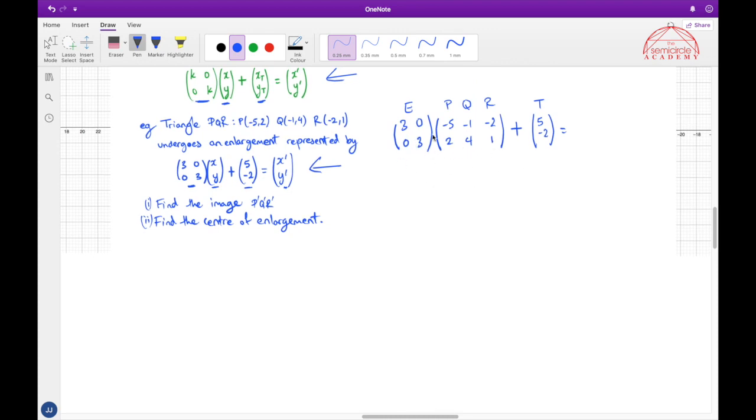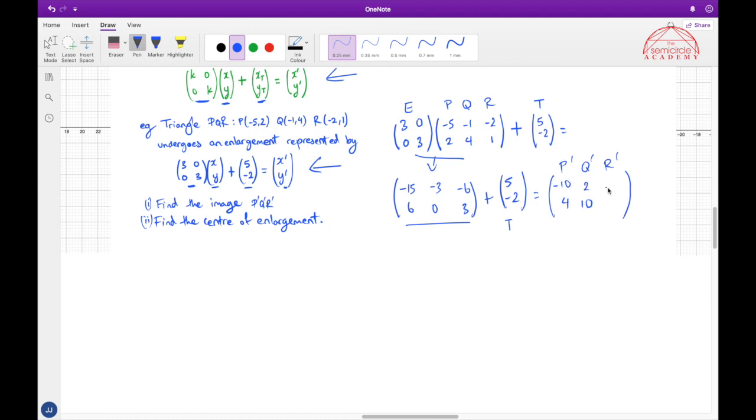So the first thing I would do is do the multiplication, then add the translation, and see what the image ends up being. So pause the video and take a few minutes and do it, and just press play for the answer. Right, so hopefully when you did the multiplication of the enlargement matrix with the object, you would have gotten this matrix over here: negative 15, 6, negative 3, 0, and negative 6, 3. And now we just add the translation that they gave us, and that should give us our image P prime, Q prime, R prime. That image ends up being negative 10, 4 for P prime. Q prime ends up giving us 2, 10. And R prime ends up giving us negative 1, 1.